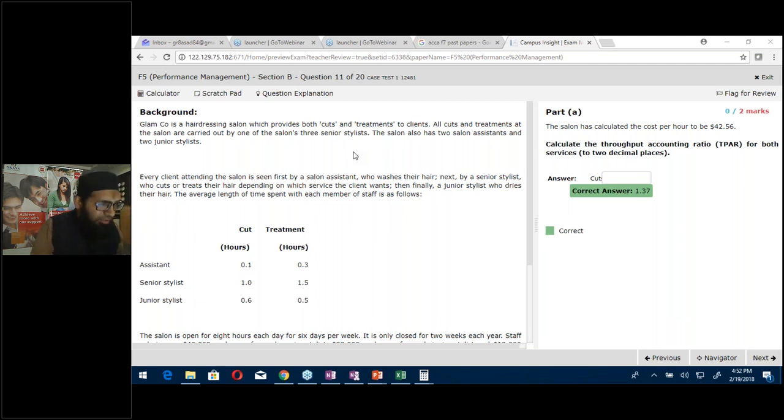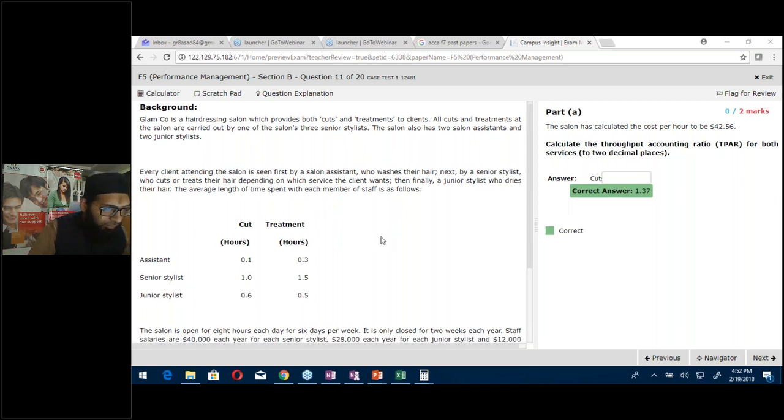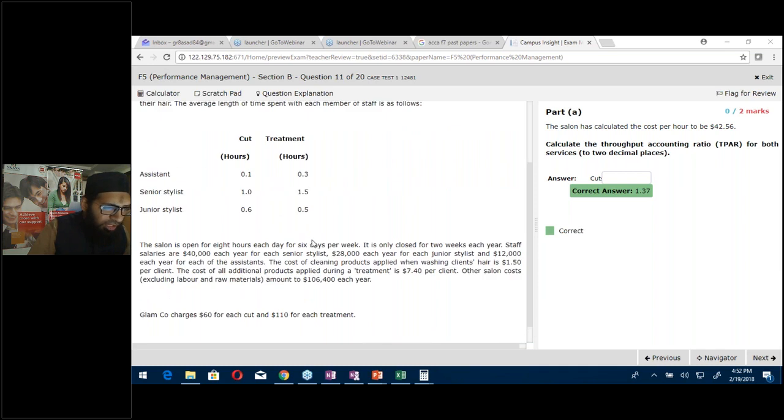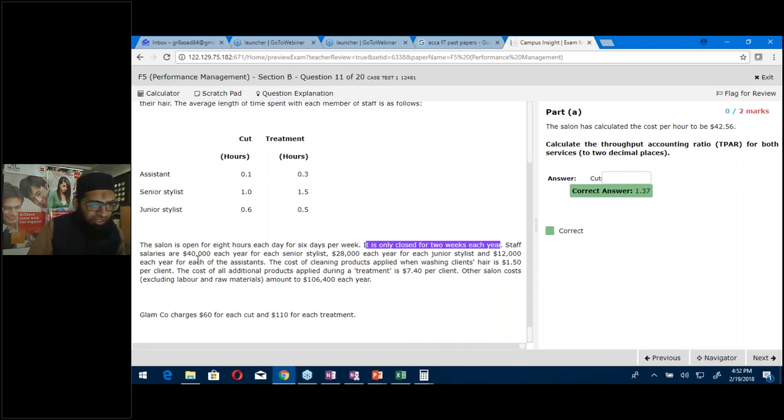So every client will first go to the assistant, then to the senior stylist, and then finally to the junior stylist. So these will be the steps. It has been told that the salon is closed for 2 hours and the staff salaries are $40,000 each year for each senior stylist.